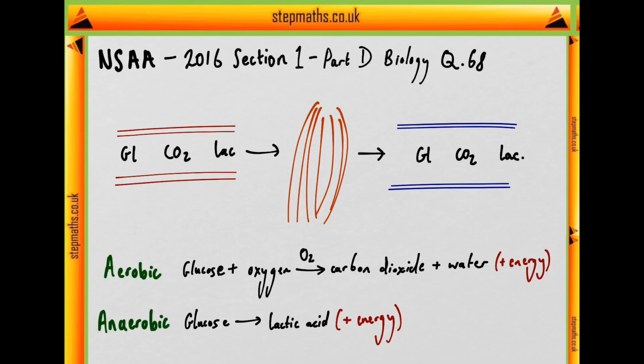And since we're told that the individual will be going as fast as possible, there will be some anaerobic respiration as well as aerobic respiration. That's because anaerobic respiration is used for short bursts of rapid energy delivery.